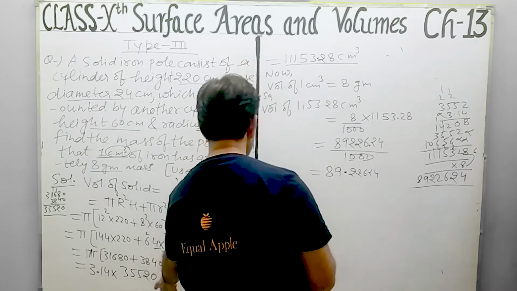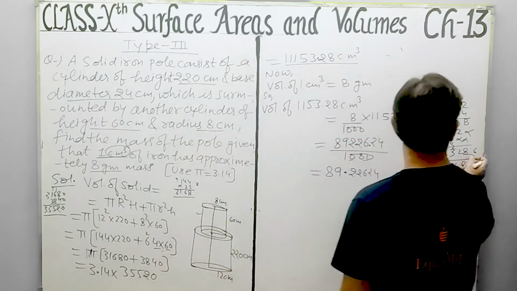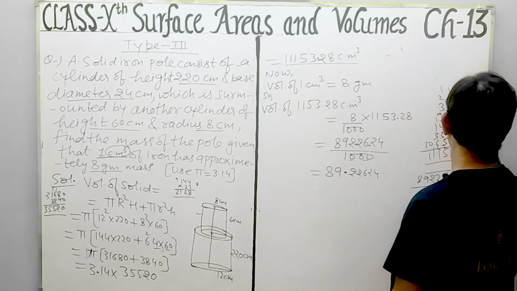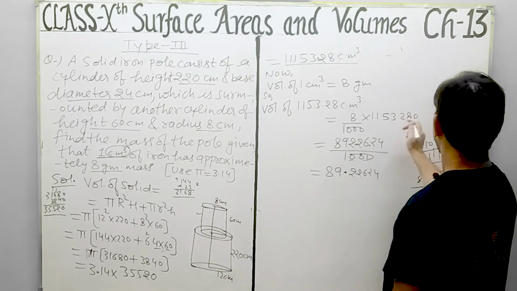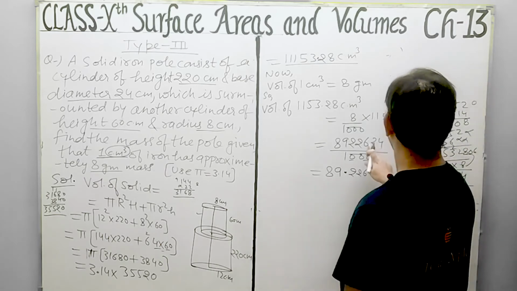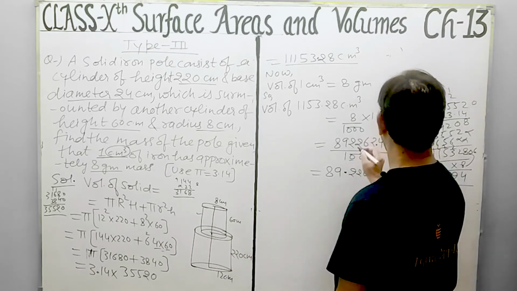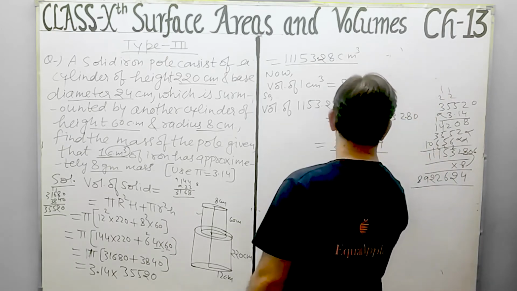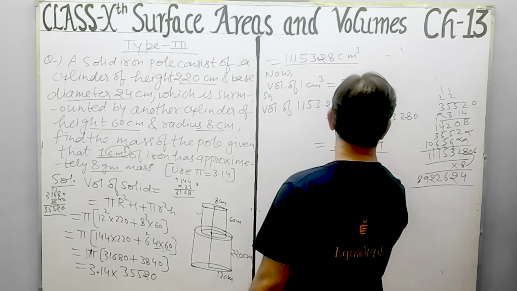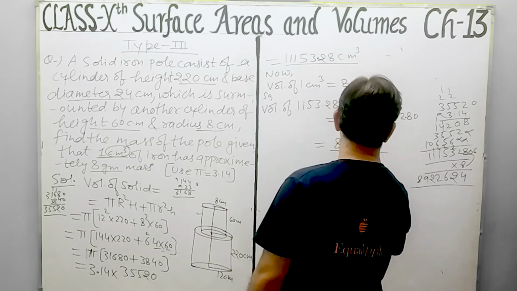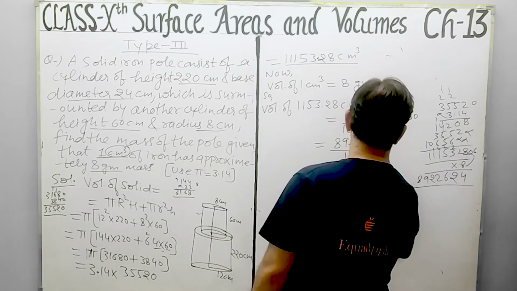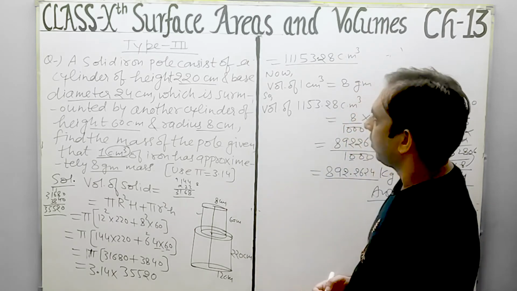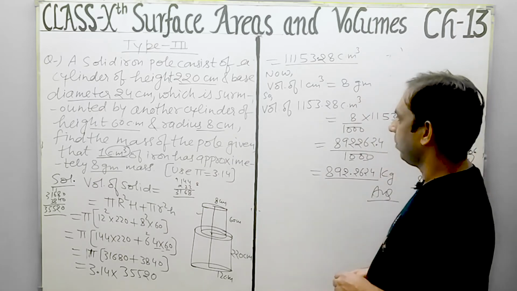89.1153.2.8. So here the 10 is also coming. So we haven't put the zeros there, so it will be this. Now the decimal will come after 3 places, 1, 2, 3, so this will be 892.2624 kilogram, right? So this is our required answer of this solid iron tool, right?